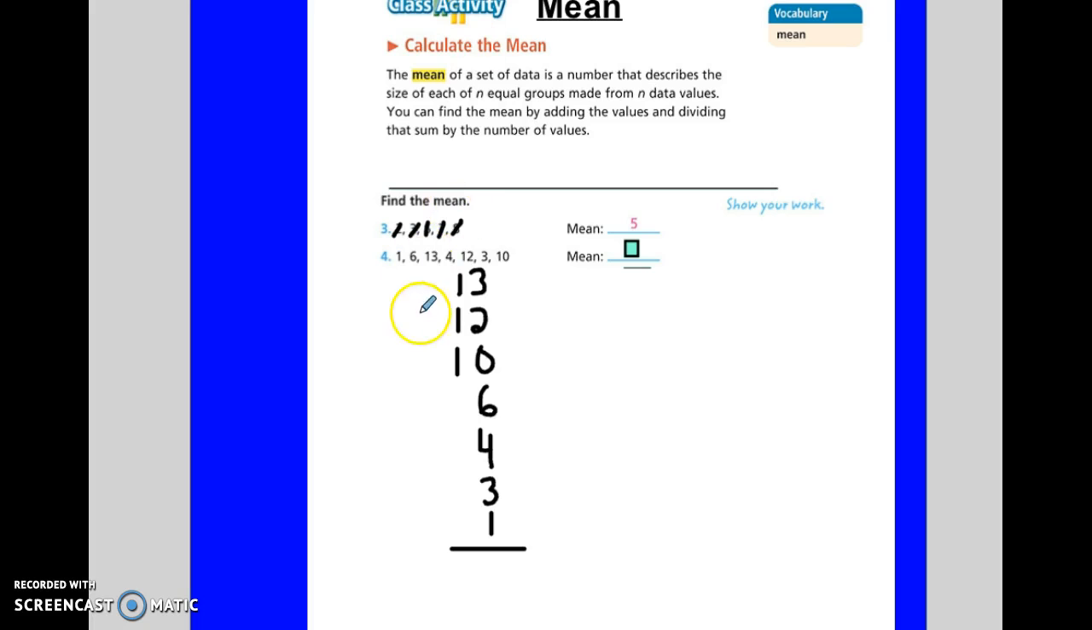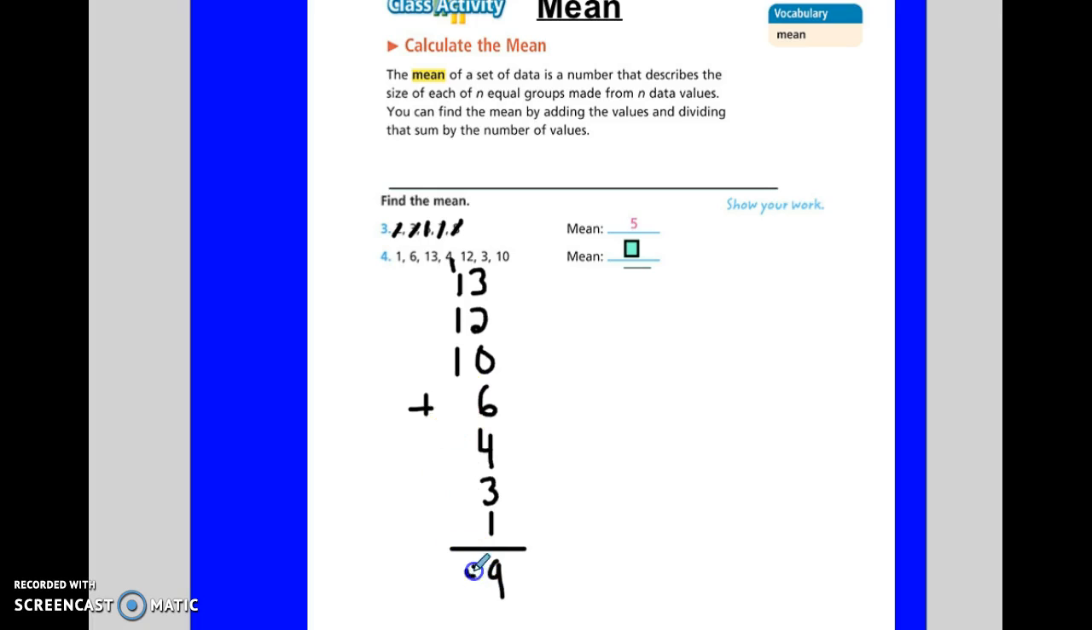All right, so what I've done here is I've listed them. I wrote them from the biggest to the smallest. I'm going to add all of these numbers together. So 3 plus 2 is 5, plus 0 is 5, plus 6 is 11, 12, 13, 14, 15, 16, 17, 18, 19, 9, I'll carry my 1. So I end up with a total of 49.